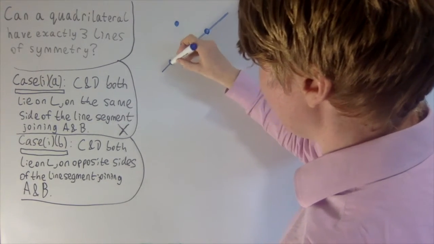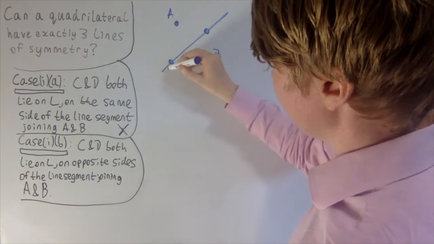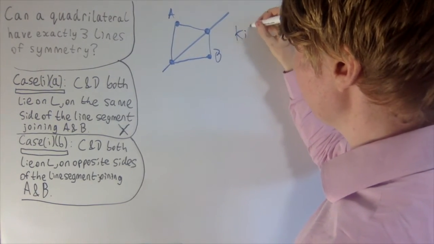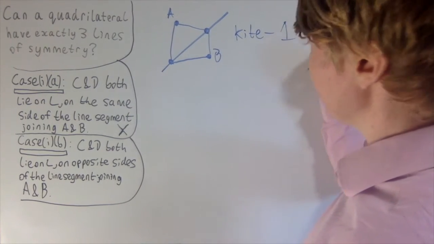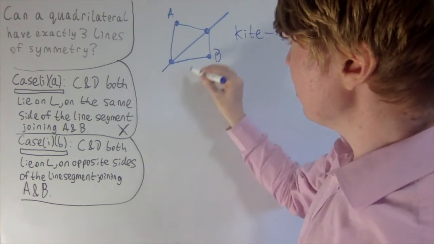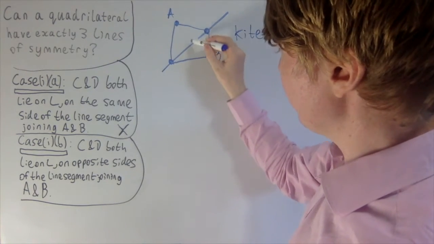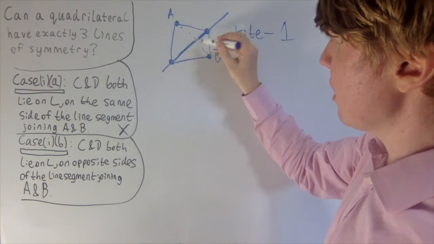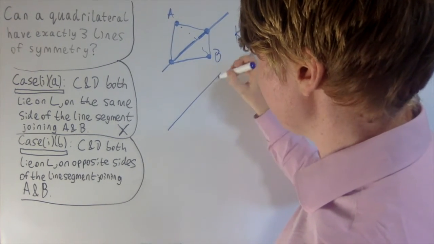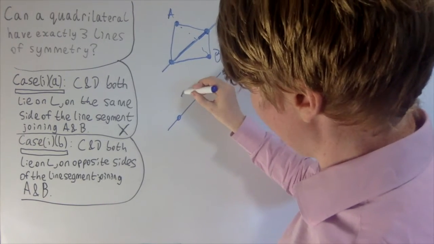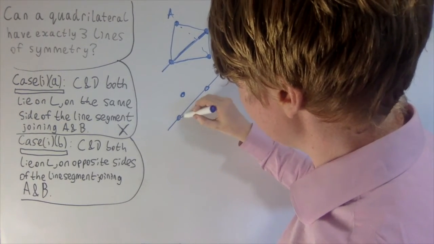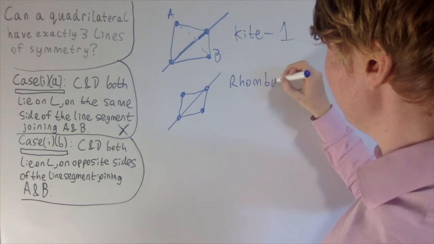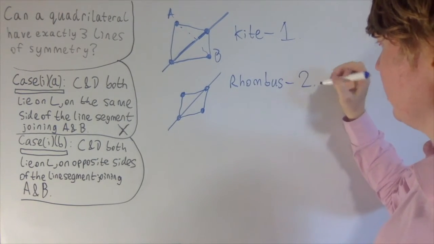So you could get a kite shape, for example, where we join all of these up, and this has one line of symmetry, which is no good. It's not 3. You could also have a rhombus if some of your distances, so this distance along here is equal to this distance here, then you would have a rhombus, or a diamond shape.